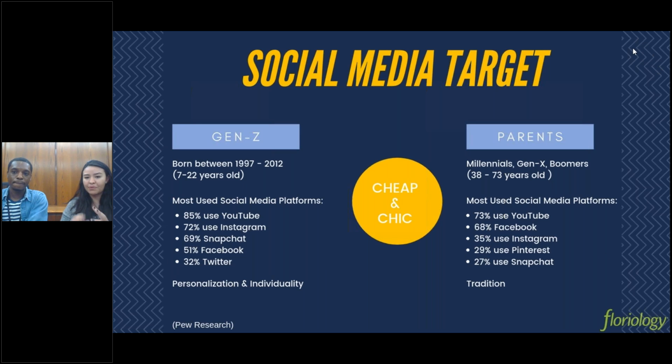The other group of people is parents, and parents go from the millennials, Gen Z, to the boomers. So these people are from 38 to 73 years old. And as a whole in the US, adults use 73% YouTube, 68% Facebook, 35% Instagram, 29% Pinterest, and 20% Snapchat. So you can see that YouTube is important as a whole. If you have a YouTube channel, you will be able to reach from the Gen Z to their parents, to the baby boomers.